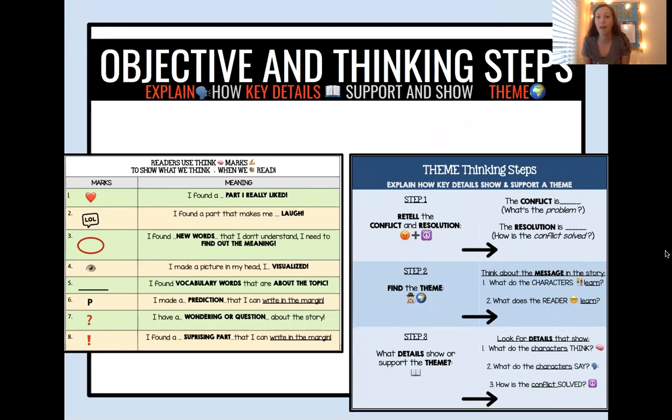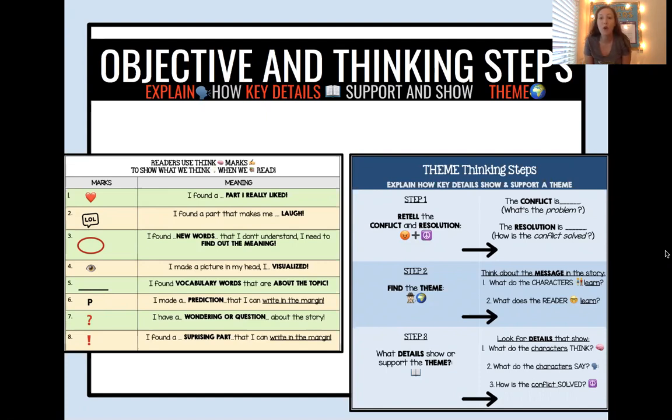The second step in our theme thinking steps is to find the theme, find out the message in the story. What is that story about? What did you learn from the story that you could apply to real life? So if you don't know what that message or what you can apply to real life is, you want to think about what did the characters learn and what did the reader learn? What did you learn from the story that you can apply to real life? So that's going to be step 2.